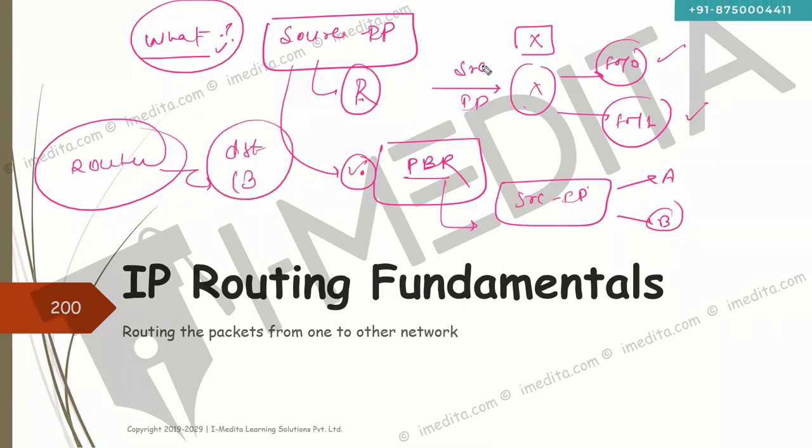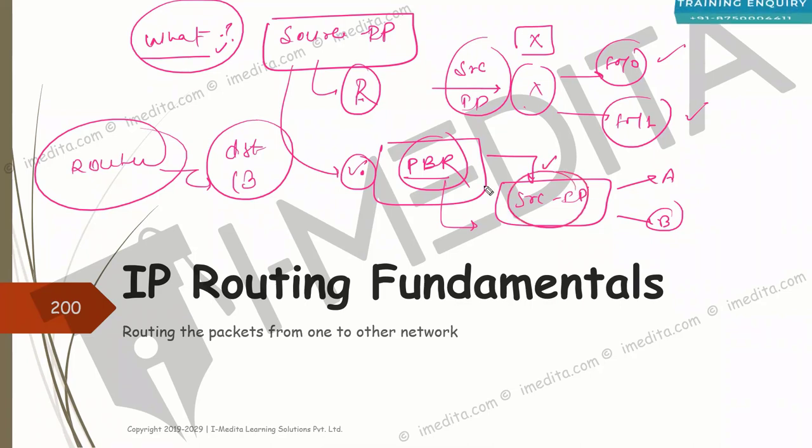Layer 3 address. But we can make these devices forward the packet based on other criteria as well, such as source IP. So these routers can also forward the packet based on the source IP address. But for that, we need to do some configurations on the same. And the configuration that we need to do is referred to as policy-based routing, where we will configure the policy as per our requirement.